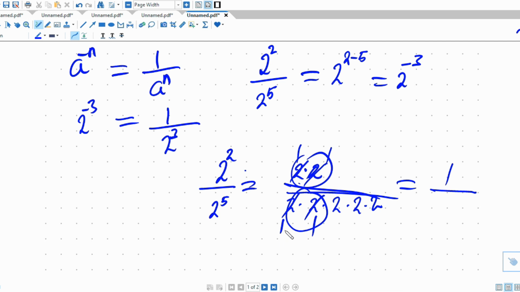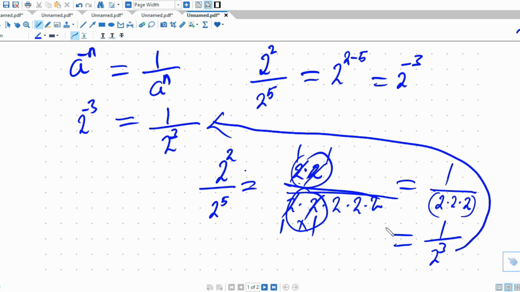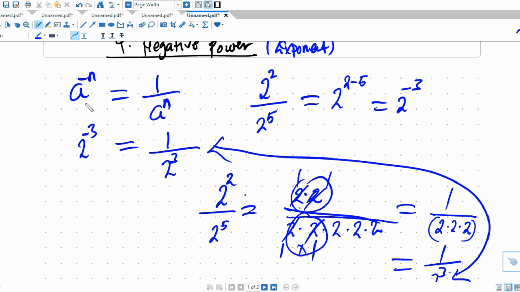Now, at the denominator we have 1 times 1 times 2 times 2 times 2, and that is 2 by 2 by 2, right? And 2 by 2 by 2 is the same as 2 to 3, and of course we have 1 in the numerator. Now you can see these two answers are the same, or they coincide. So it simply means any expression raised to a negative power, you take the reciprocal of that expression to the n, like in this case here.